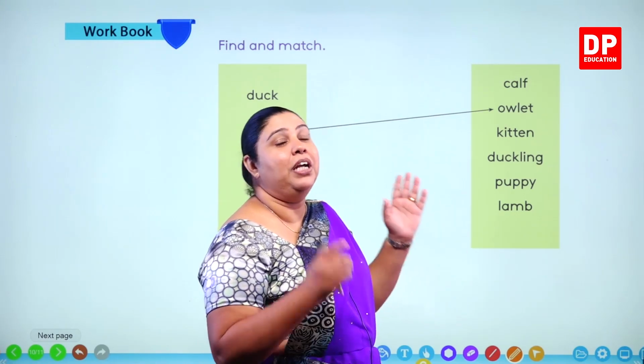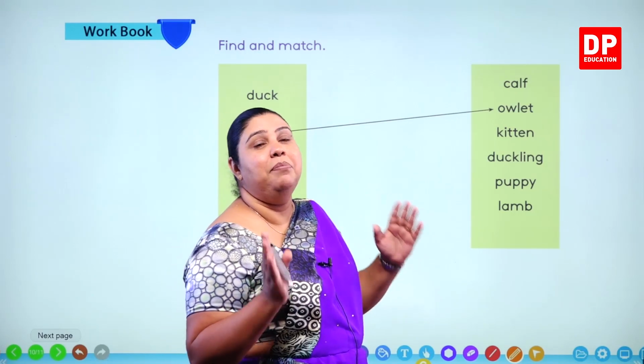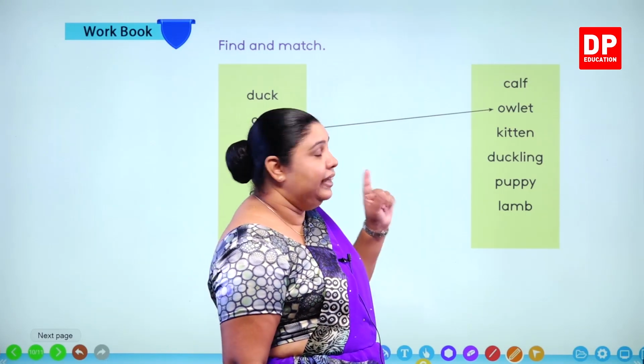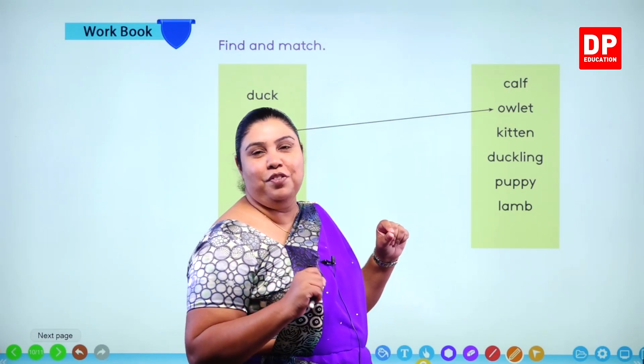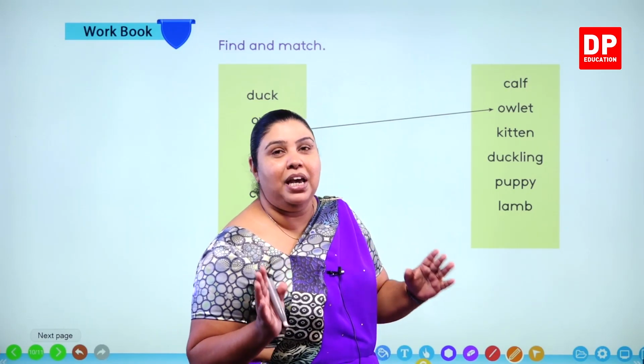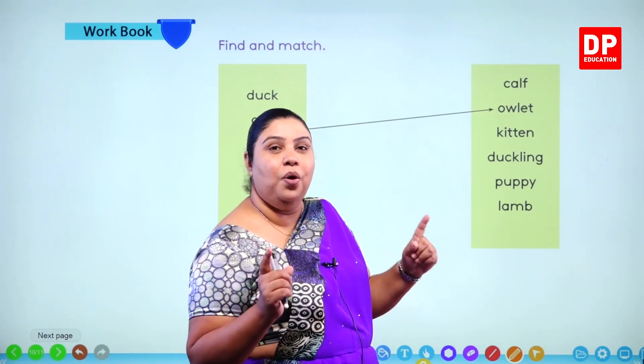Calf, we call the baby of the cow. The baby cow is called a calf. Then owlet. Owlet, that of course I think everybody can remember. The baby owl is called the owlet.